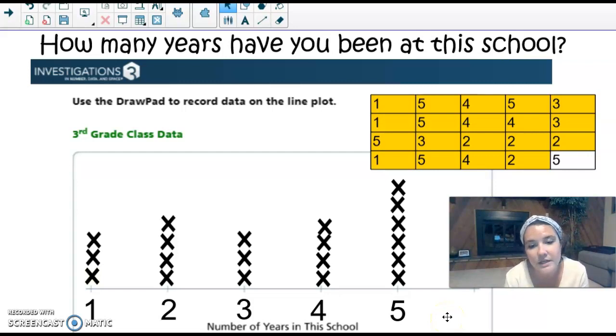Okay? So where do you see a lot of data? I see it too, right here on 5. There are a lot of students that have been here for 5 years, and that's great. That means we have kept a lot of our students in the same school. We actually have 1, 2, 3, 4, 5, 6 students that have been at our school for 5 years in 3rd grade. Where do you see the least amount of data?